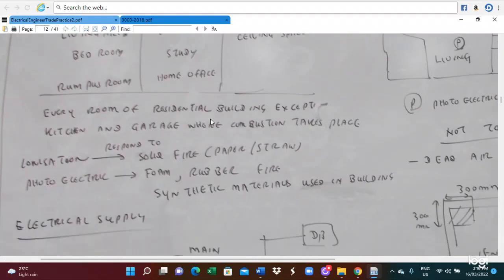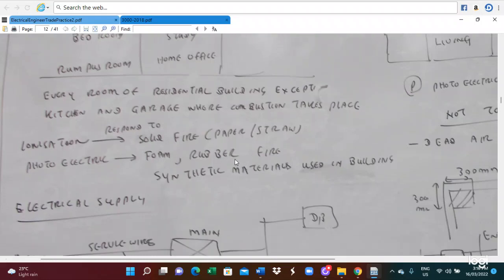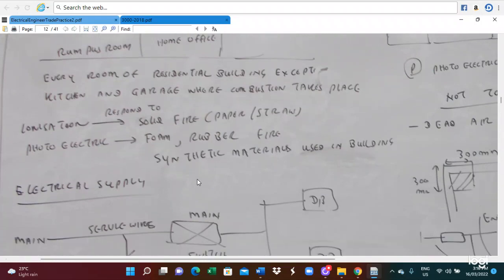Every row of the residential building is at the kitchen and the garage. In this case, a combination takes place. The ionization smoke detector responds to the solid fire, paper, and straw. Photoelectric is the other type, for smoldering or slow fire. In this case, the photoelectric subtype is responding. Therefore, depending on the kind of fire, the appropriate fire detector type will respond to the fire.